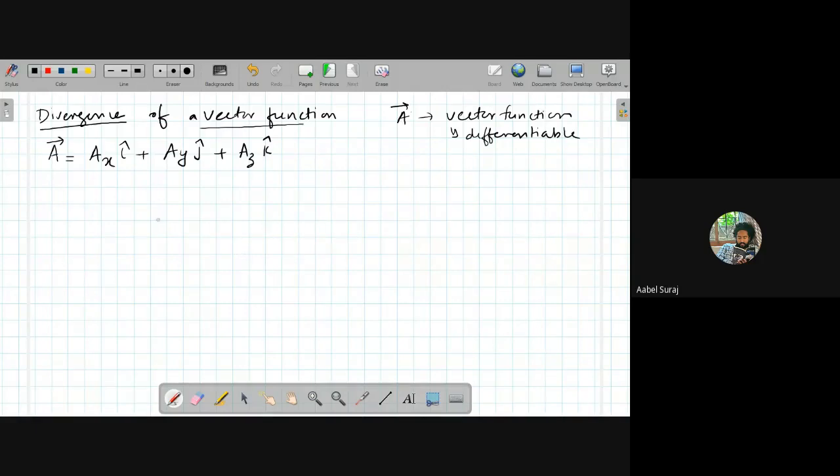Here remember, this Ax, Ay, Az won't be any plain number. They will have x dependence, y dependence, z dependence. Say Ax will be 2xy, Ay will be 2x squared, or something like that, and Az will be xy squared, something like that. So there won't be only numbers, there will be a functional dependence, so variables will be there. And it should be differentiable.